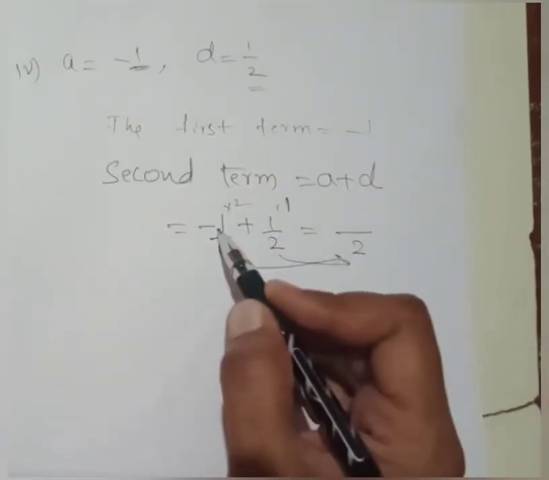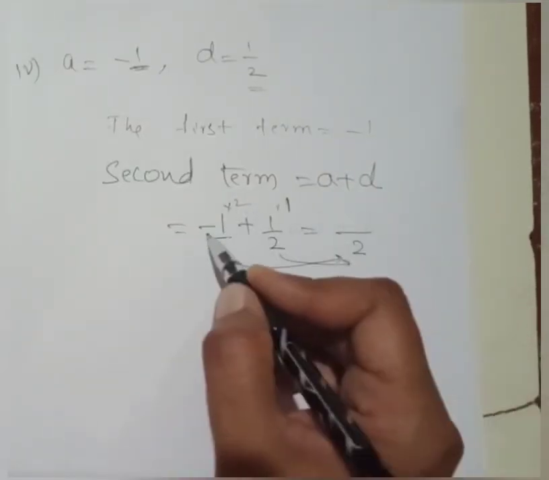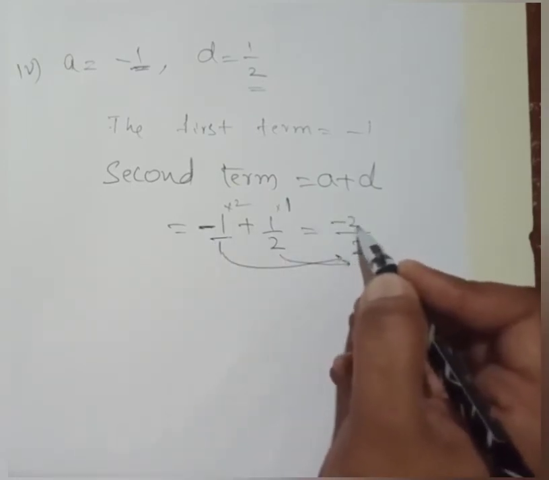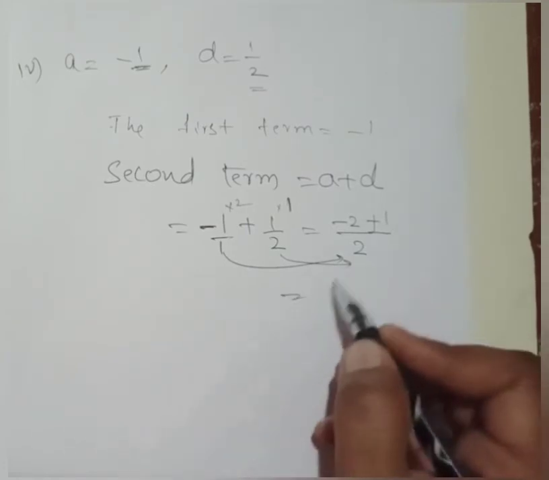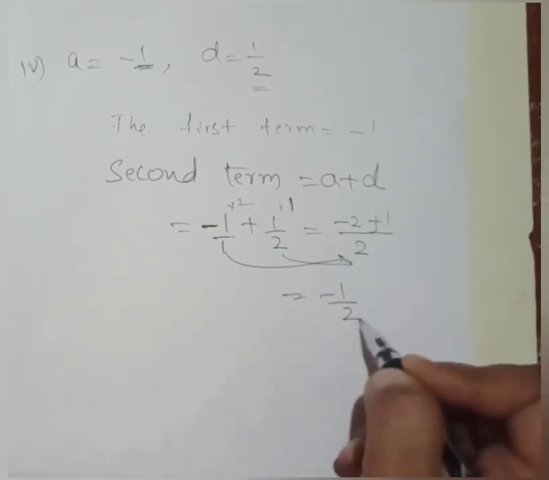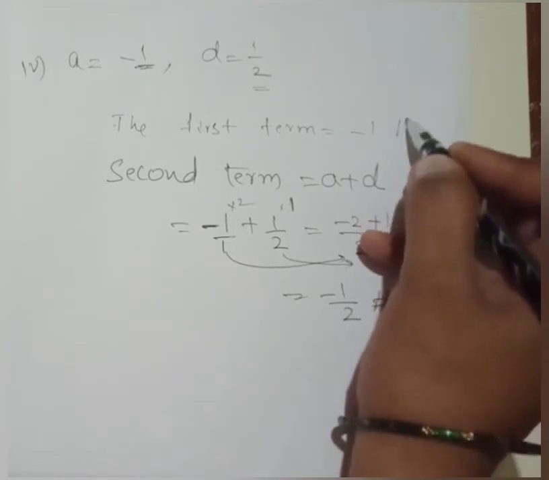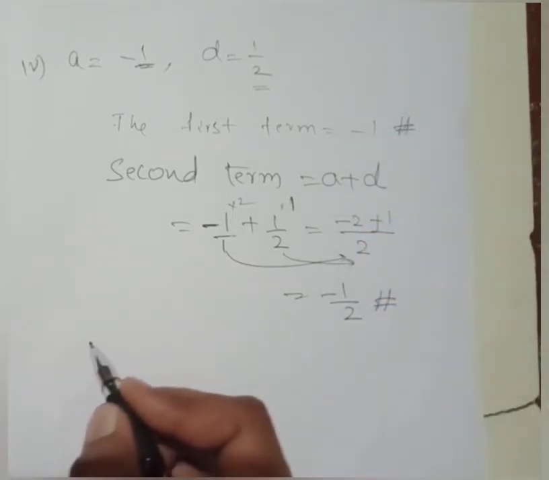Next what are you doing? You are multiplying these two. 1 into 2 is 2, but it is minus, so I am writing here minus 2, plus 1 into 1 is 1. So minus 2 plus 1 is minus 1 by 2. This is our second term. This is the first term. Next we will move to the third term.